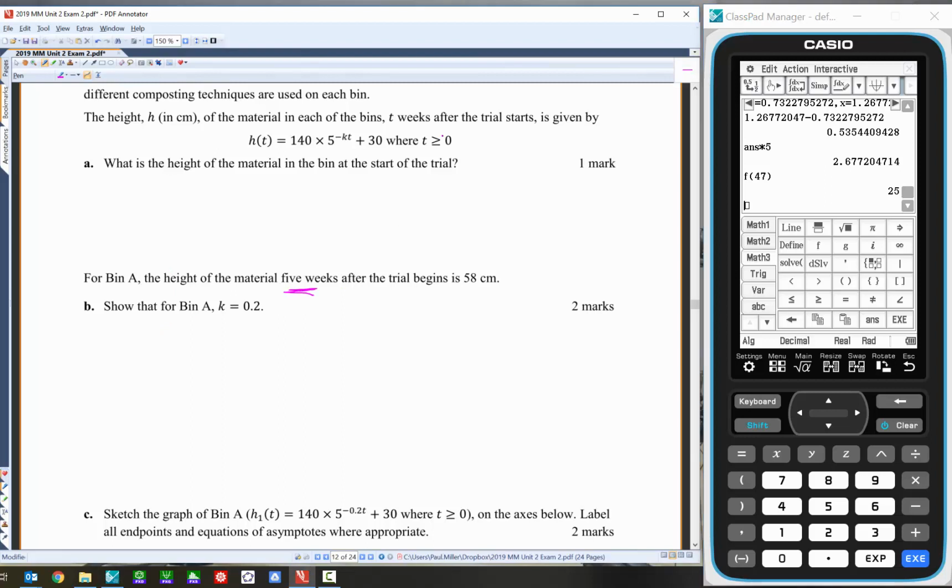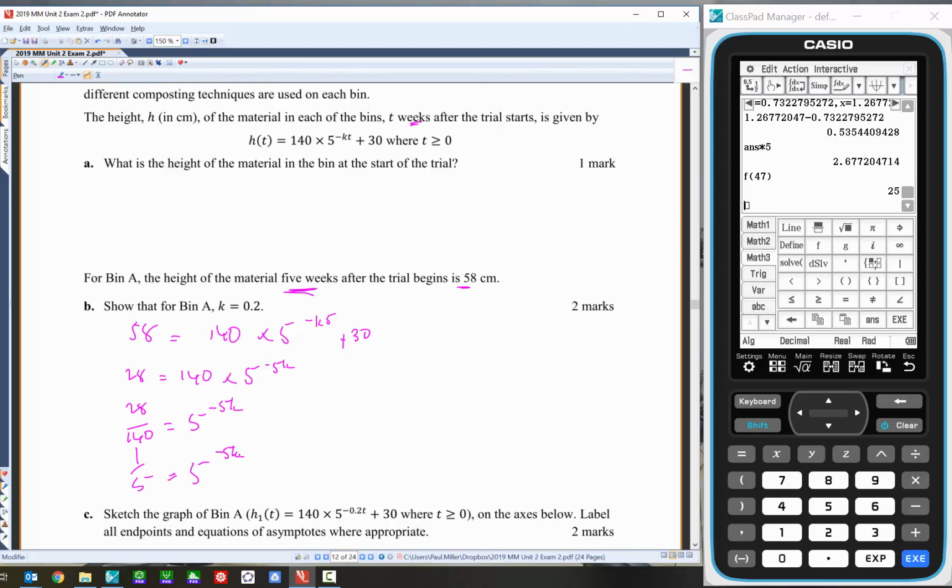Right, so 5 weeks, where t is in weeks, 58. So 58 equals 140 times 5 to the negative 5k, plus 30. All right, that's going to be 28 equals 140 times 5 to the negative 5k. 28 over 140 equals 5 to the negative 5k. If you did this on the calc, you'll note that it simplifies down to a fifth.